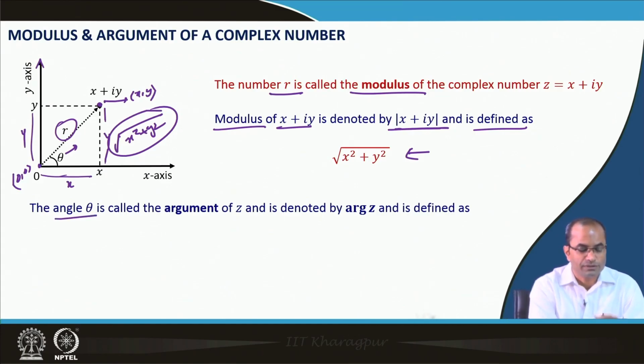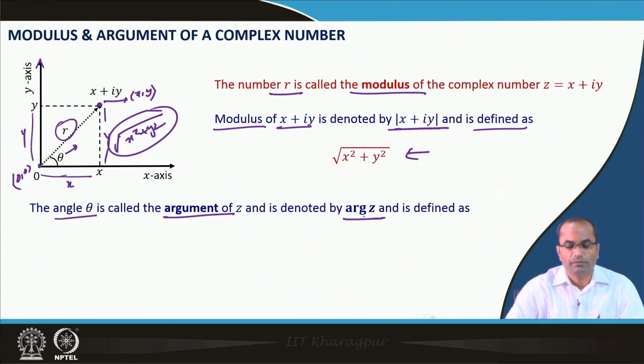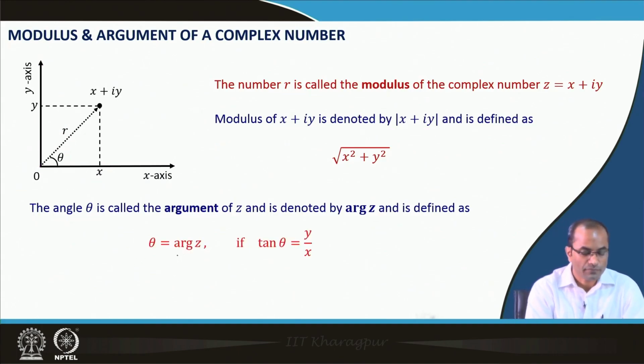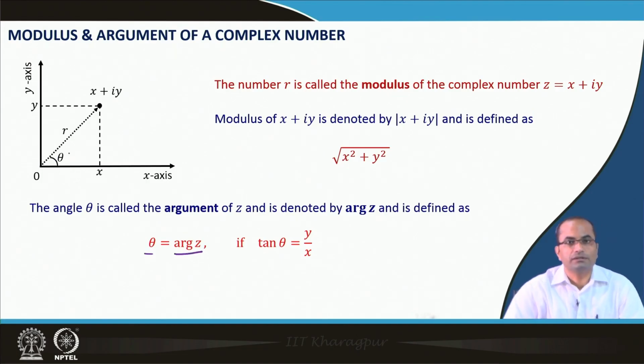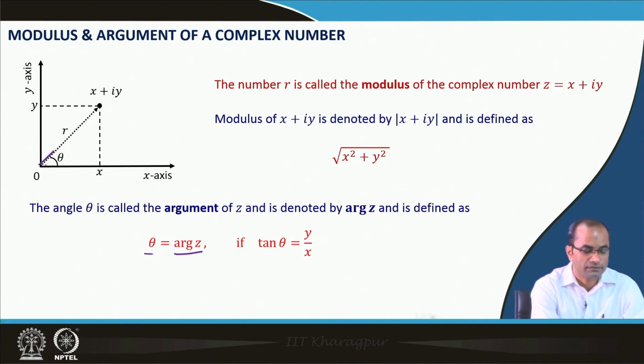The angle theta, which this line makes with the x axis, is called the argument of z, and this argument is denoted by arg z. So, theta is the argument of z. We know now what theta is: that is the angle this line is making with the x axis. Since this is the distance x and this is y, we have tan theta equal to y over x.